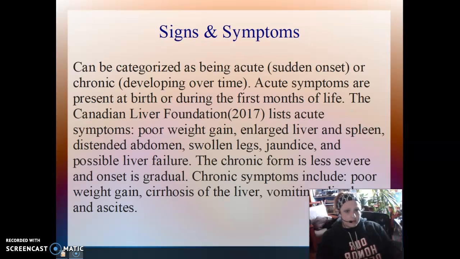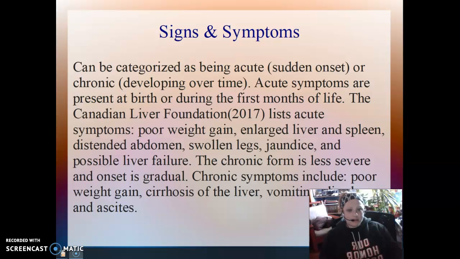Signs and symptoms are going to include acute and chronic symptoms. Acute are going to be present at birth or shortly after, in the first few months of life. Listed here: poor weight gain, enlarged liver and spleen, distended abdomen, swollen legs, jaundice, possible liver failure. So those are not good for the young patients.